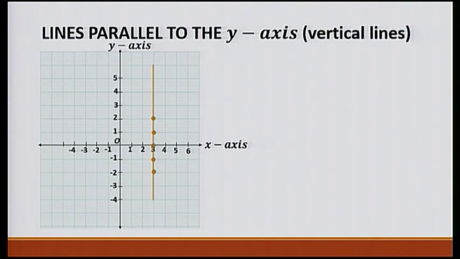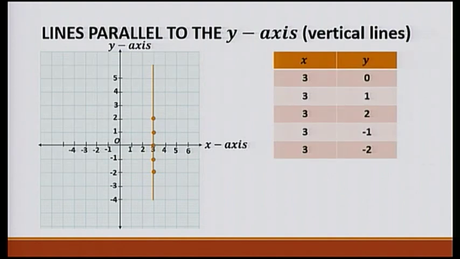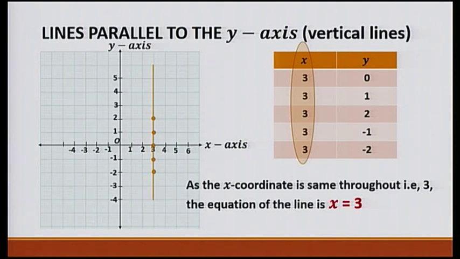These points can be written in a table showing the x-coordinate and the y-coordinate. You will notice that the x-coordinate is the same throughout. As the x-coordinate is the same throughout, that is 3, the equation of the line is x is equal to 3. We can label the line x is equal to 3 on the graph.